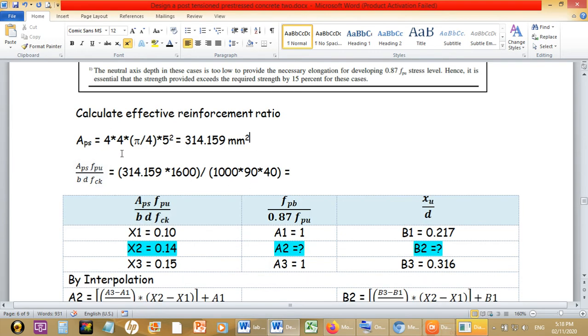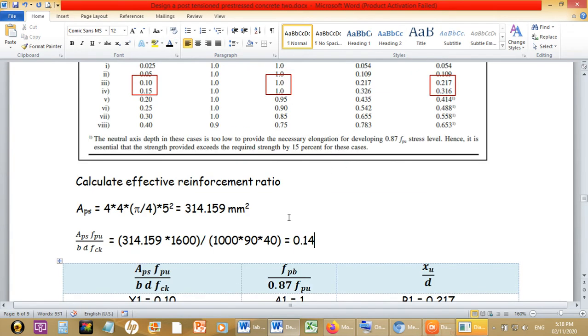When we put this value of area in this expression, FPU is the ultimate stress in the prestressing steel. B, as I told you, we are going to provide the unit width, that is 1000 mm. D effective depth means total depth minus cover, so 90 mm we have, and FCK is 40. So the value of column number 2 by calculation we get as 0.14.